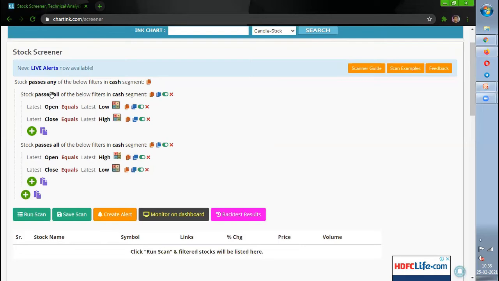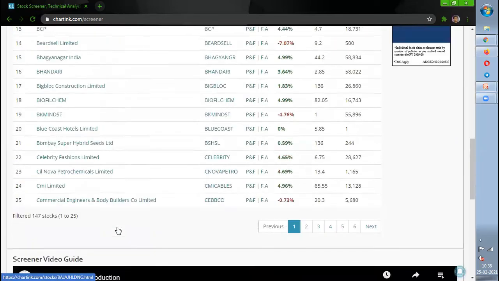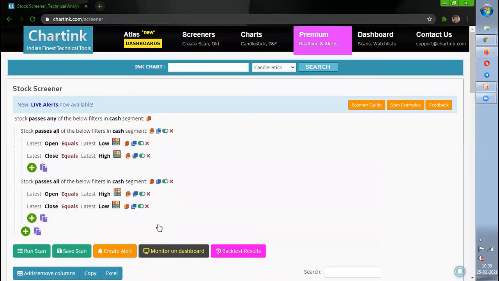Any says either this has to be true or this has to be true, or both can be true. That is why I said stock passes any of the filters. Now if you give run, it will give you the list of stocks which have formed a Marubozu candle. So totally 147 stocks have given a Marubozu candle. You guys can take a look at the screener, and you can write a screener for that also, and it will be helpful for you.